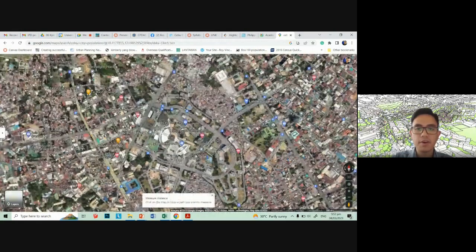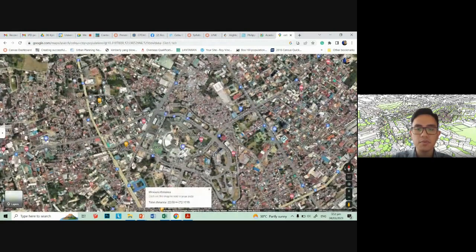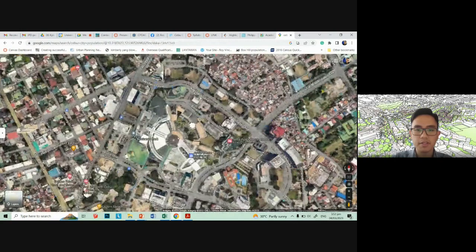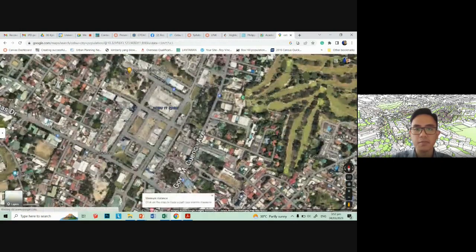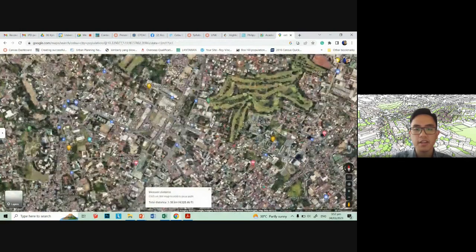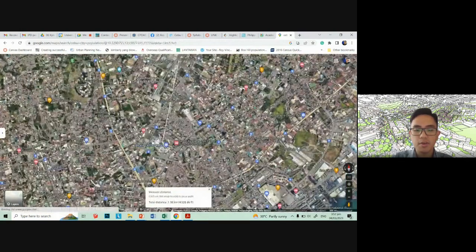Let's see how far Ayala Center Cebu is, clear measurement, from Ayala IT Block. It's also an Ayala branch. So it's somewhere over here. So that's about 1.38 kilometers.